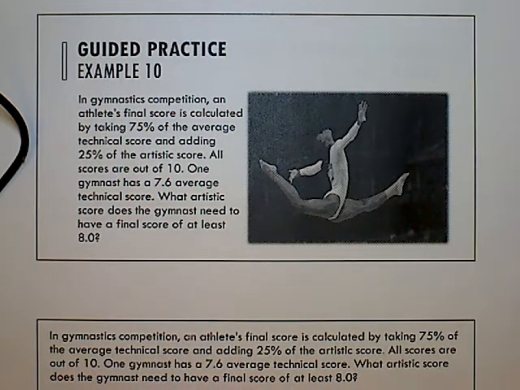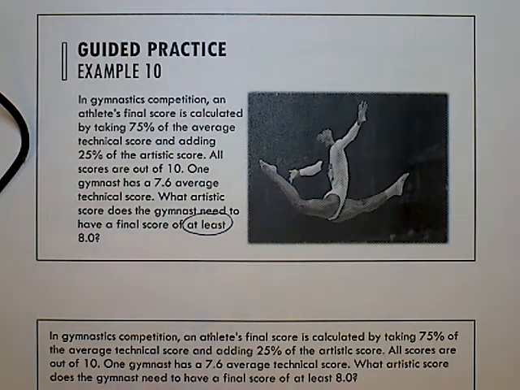In a gymnastics competition, an athlete's final score is calculated by taking 75% of the average technical score and 25% of their artistic score. All scores are out of 10. One gymnast has a 7.6 average technical score. What artistic score does the gymnast need to have a final score of at least 8?